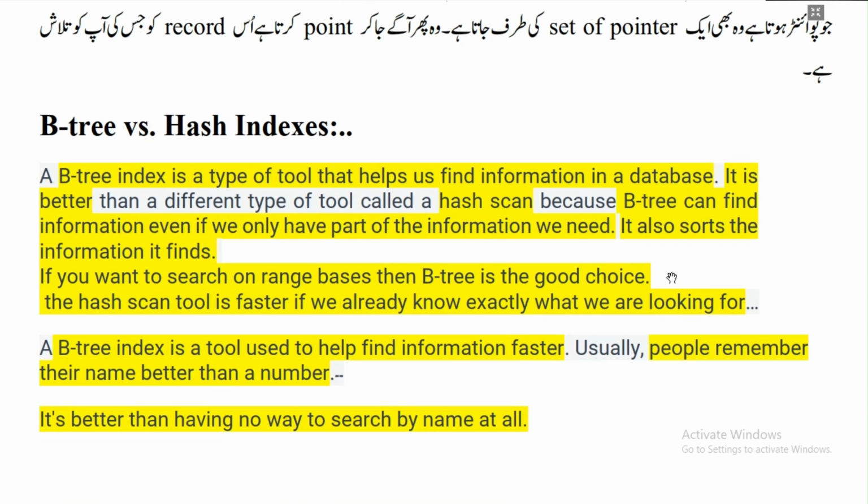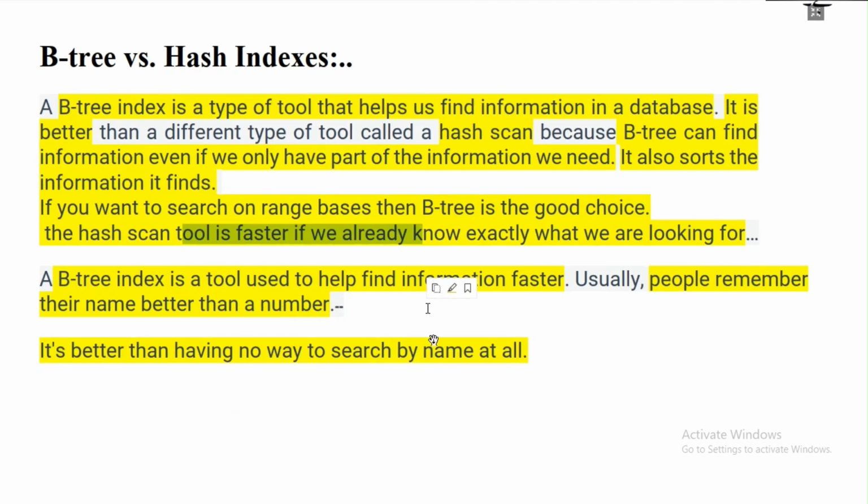B-tree versus hash indexes. A B-tree index is a type of tool that helps us find information in a database. It is better than a different type of tool called a hash scan because B-tree can find information even if we only have part of the information we need. It also sorts the information it finds. If you want to search on a range basis, then B-tree is the good choice. The hash scan tool is faster if we already know exactly what we are looking for.